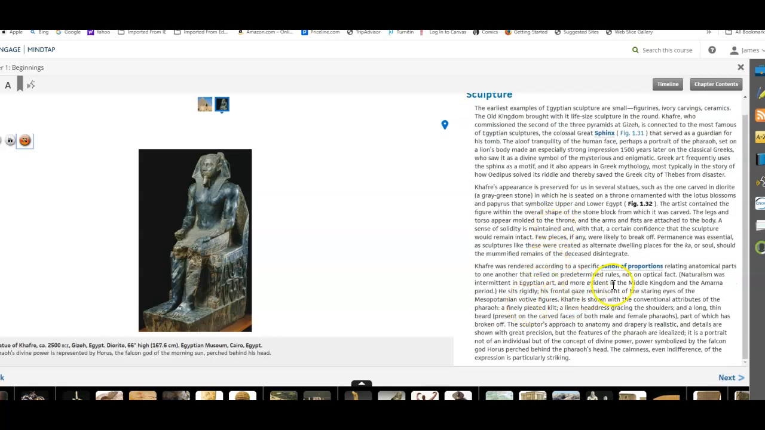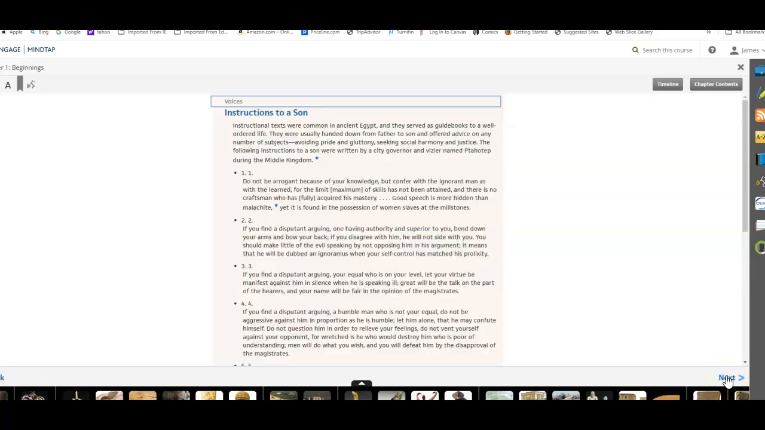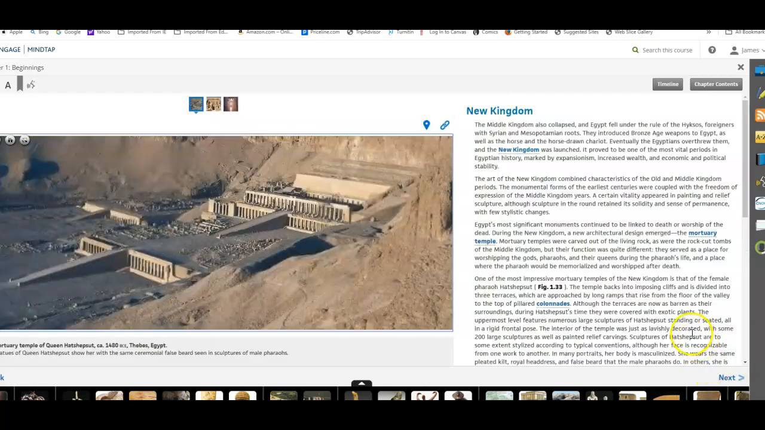Sculpture is part of it. It says here, you have a canon of proportions that are laid out, how things should be done, how it should be worked on. You start having other styles as well. The Middle Kingdom continues with this. The idea about instructions to father and son, what to do, how to act, can be very interesting.